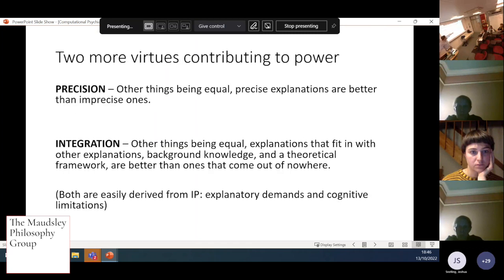But what about generating good explanations? Here you've got two other virtues. That gives us the three virtues we're interested in: scope, precision, and integration. Other things being equal, precise explanations are better than imprecise explanations. And other things being equal, explanations that fit in with other explanations, background knowledge, and a theoretical framework are better than ones that just come out of nowhere, and that you can't embed in other knowledge.